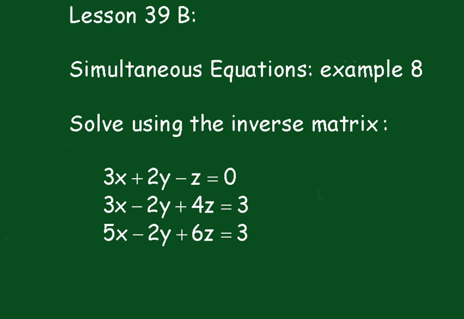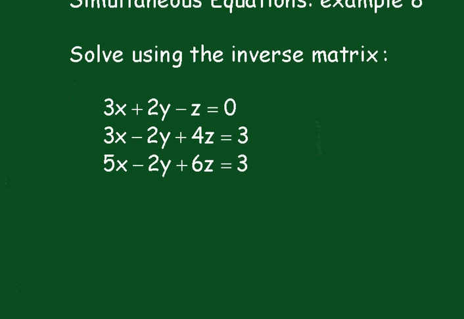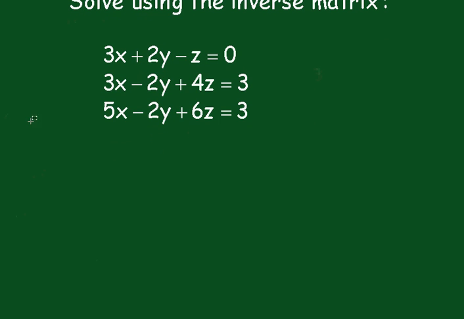Lesson 39b, simultaneous equations, example 8. Solve using the inverse matrix: 3x plus 2y minus z equals 0, 3x minus 2y plus 4z equals 3, and 5x minus 2y plus 6z equals 3. First of all, I'll write down this matrix, just taking the coefficients in front of the x, y, and z. So we'll have this matrix 3, 3, 5, 2, minus 2, minus 2, minus 1, 4, and 6. Now this was the same matrix we had in the first section 39a, so we'll call that A.